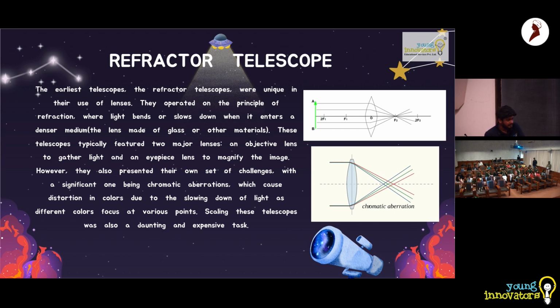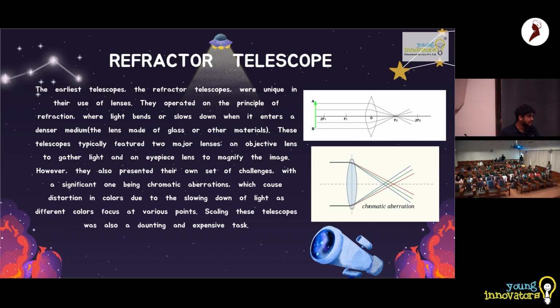He used lenses. Now, refracting telescopes are very easy to make. For example, you have a couple of lenses, a convex lens and a concave lens, and that's it. You can make a refractor telescope. It is easy to make because a couple of lenses can give you a refractor telescope.